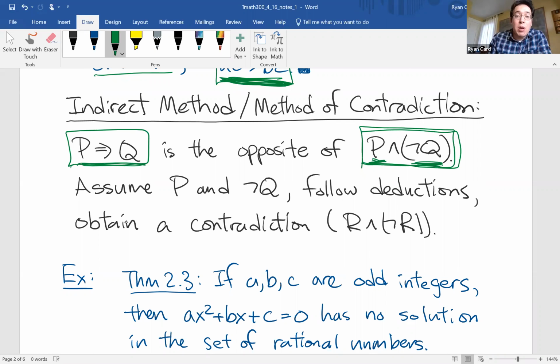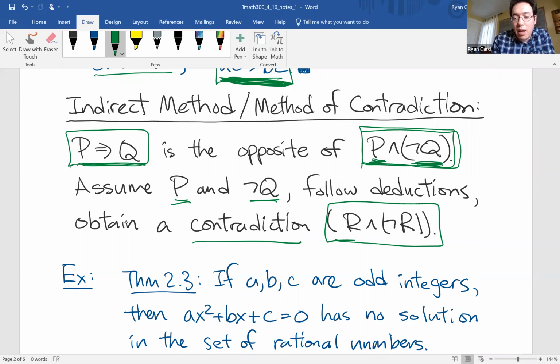All right. So in this method, what you do is you assume the hypothesis. Assume P is true, and you also assume that the consequence doesn't hold. So P is true, but Q is false. So you assume both of these things at the same time, and then maybe you can manipulate these two statements and then obtain what's called a contradiction. So any statement that says something is true and false at the same time. So in logic, that's an impossible conclusion to reach.